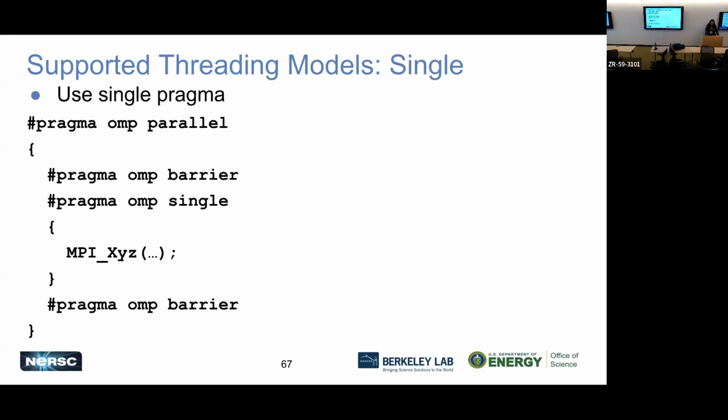So let's say that we're doing the single model. If we're going to do that, then we can use just the single pragma for it. So we're going along, doing our parallel stuff. We put in a barrier here to get everybody to this point where we're going to use single, and then we do it. After that, we have another barrier where everybody waits until that single thread completes this function, MPI XYZ, whatever it is.